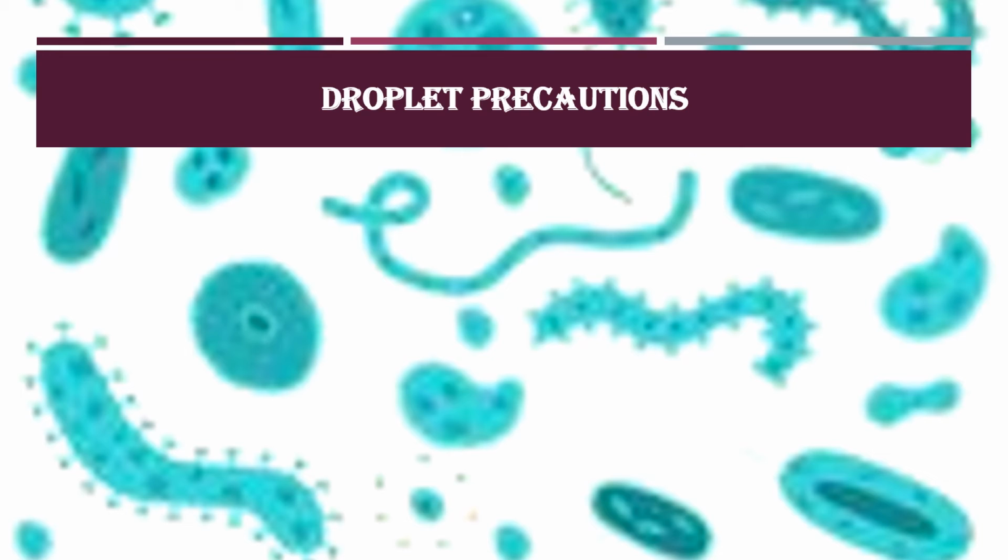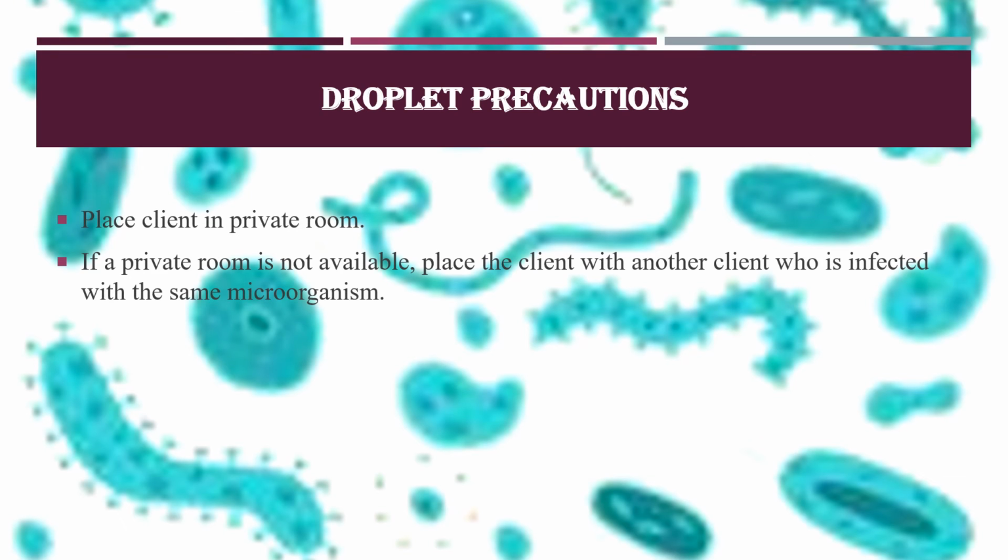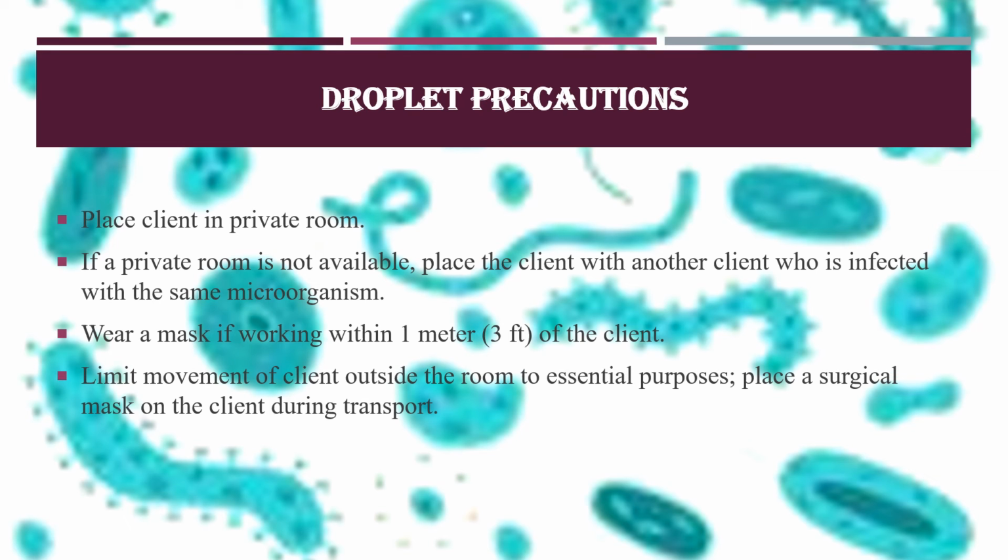Here we have the droplet infection precautions. It is used along with the standard precautions. The client should be placed in a private room. If a private room is not available, place the client with another client who is infected with the same microorganism. Wear a mask if working within 1 meter of the client. Limit the movement of the client outside the room to essential purposes. Place a surgical mask on the client during transport.